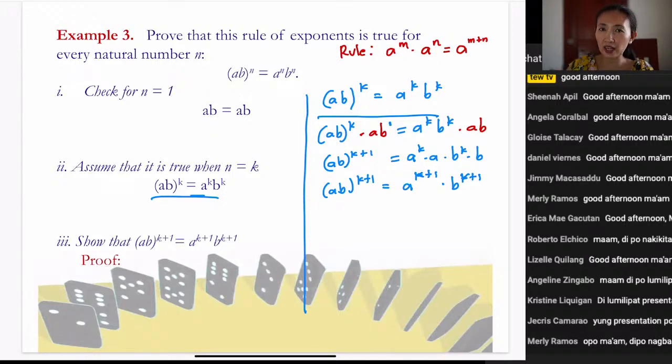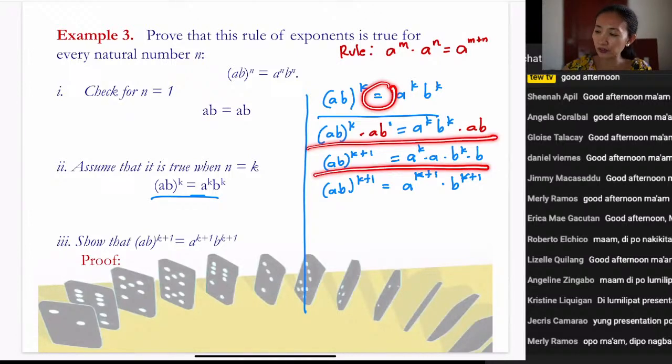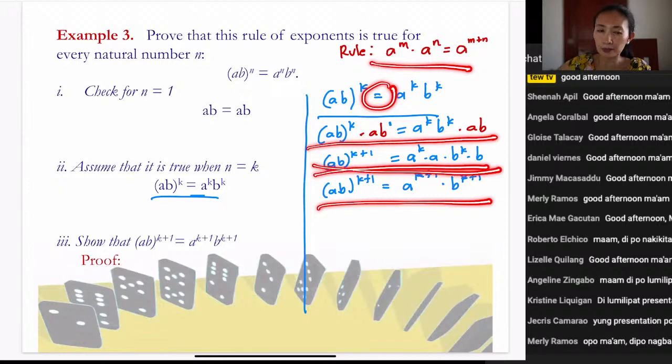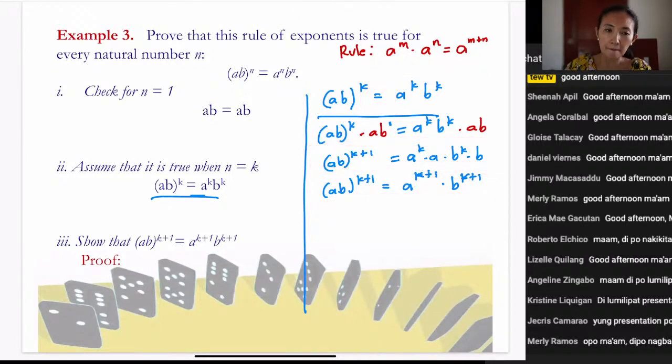Every step is justified anyway because we could justify this by multiplication property of equality. Take note, this is an equation anyway. We can multiply on both sides the same number. And then next, what is the justification for this step? Okay, this could be justified by one law of exponent. Ito yun. Multiplying powers of the same bases. And then this, ito pala is commutativity. And then again, multiplying powers of the same bases.